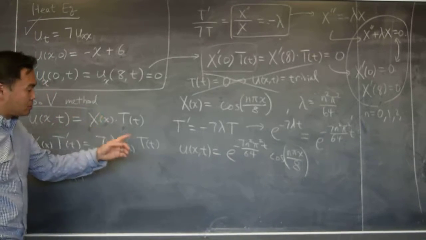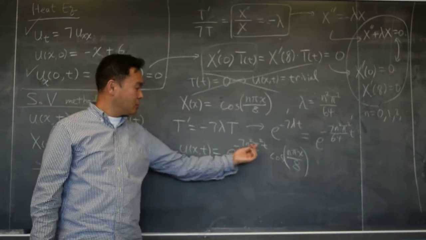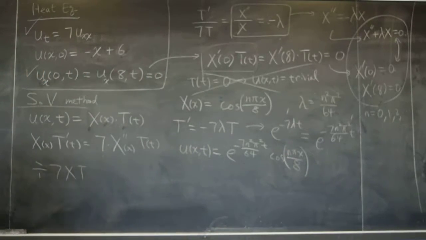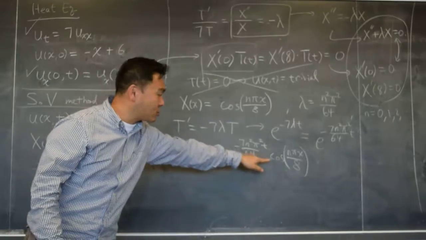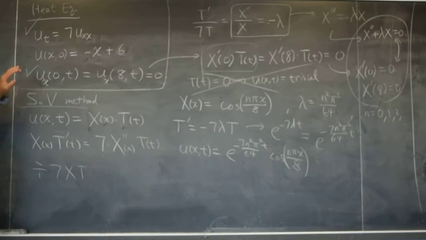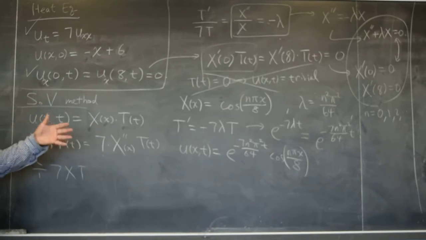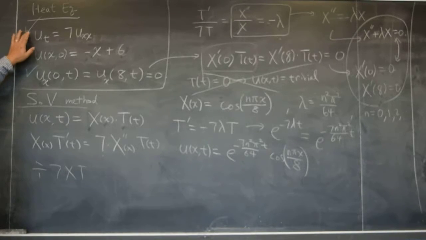Because, see what you get. If you plug in 0, what do you get for t? 0 for t. This goes away, and you get cosine n pi x over 8, right? That's what you're getting, and therefore that's not the same as negative x plus 6. So that doesn't match with this one, and therefore it doesn't satisfy this one. So, I mean, we kind of managed to solve a lot. We found the solution that satisfies this and that, but not this. And you might say, how do we make this work?